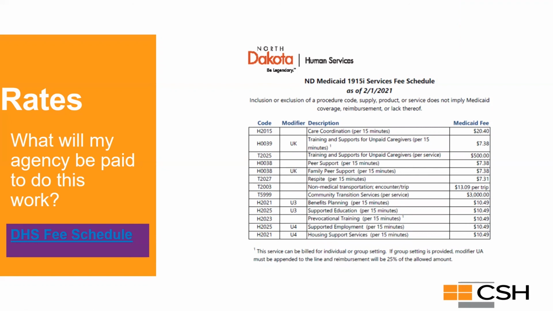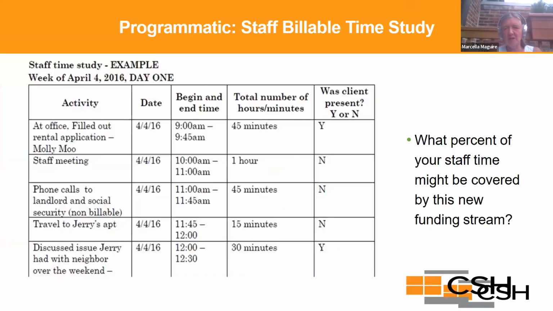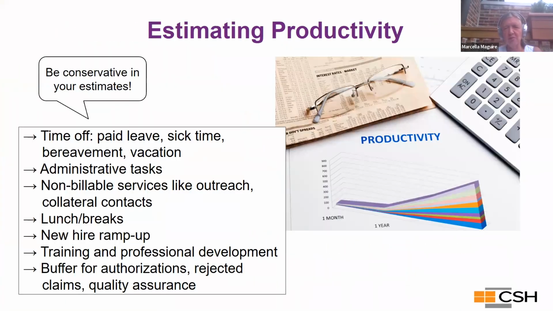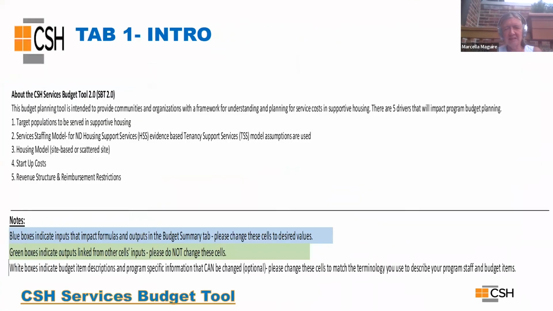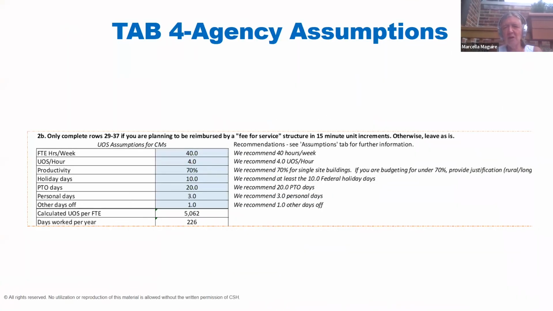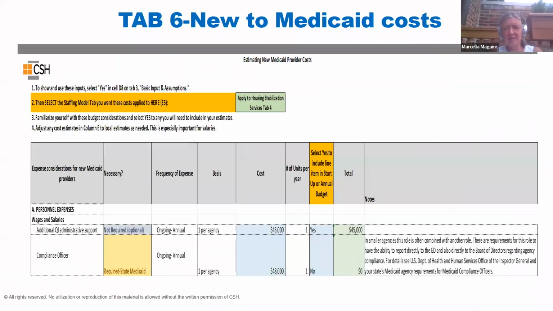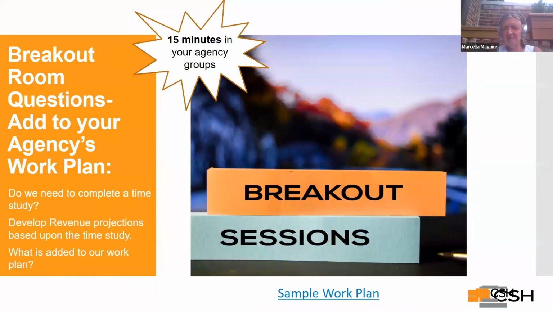So that's what you look at. If you're doing any of those 15-minute increment services, that's where the time studies or the services budget tool could be most helpful. So what about other agencies? Six, seven other agencies? That's Nexus Path. What about other folks?